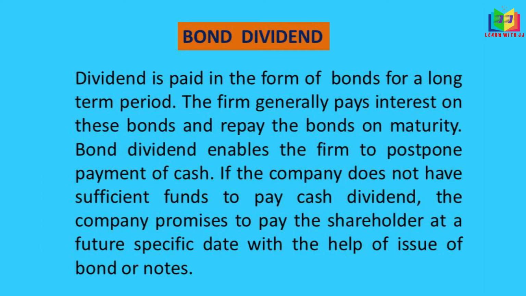If the company does not have sufficient cash, in that case the company will pay this kind of bond dividend to the shareholders. And the date will be specified in the bond, that is, the date of maturity will be specified in the bond.